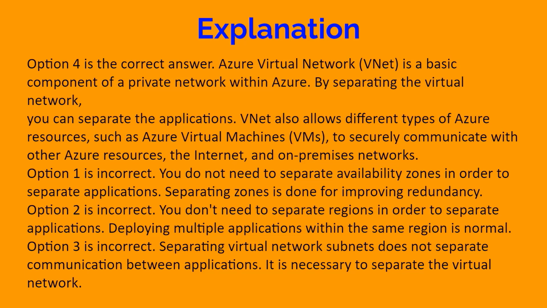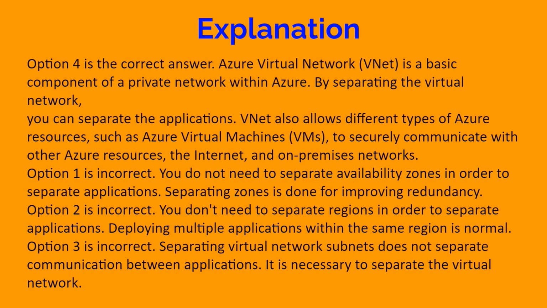Explanation. Option 4 is the correct answer. Azure Virtual Network, VNet, is a basic component of a private network within Azure. By separating the virtual network, you can separate the applications. VNet also allows different types of Azure resources, such as Azure Virtual Machines, VMs, to securely communicate with other Azure resources, the Internet, and on-premises networks.